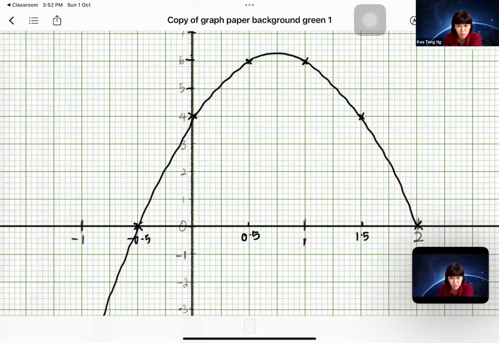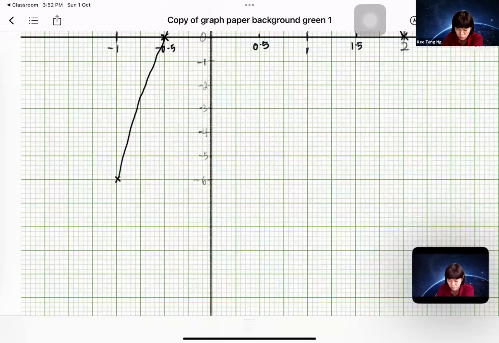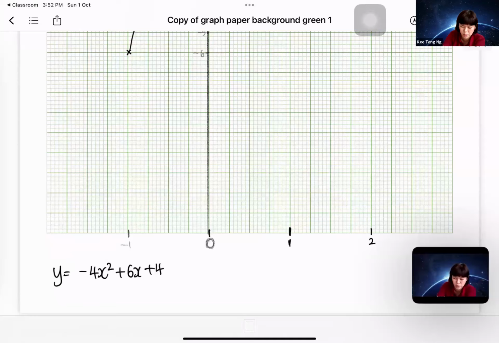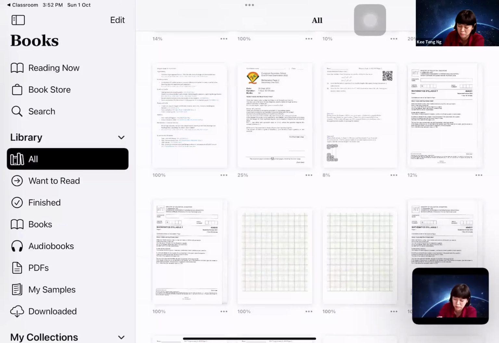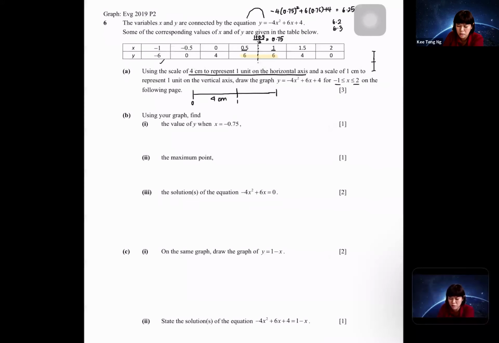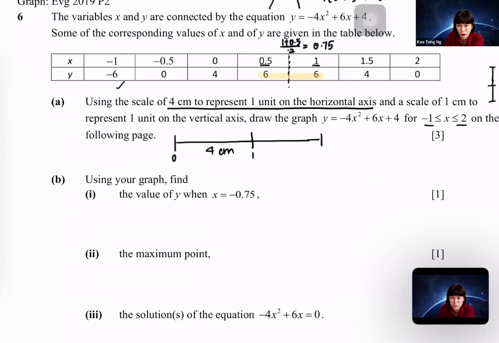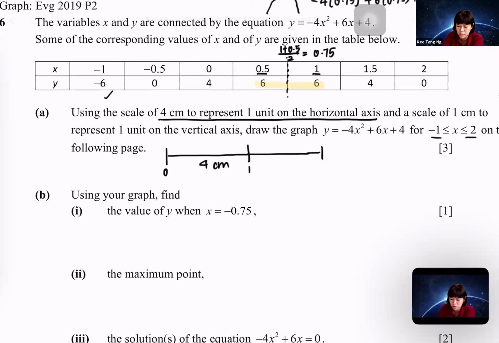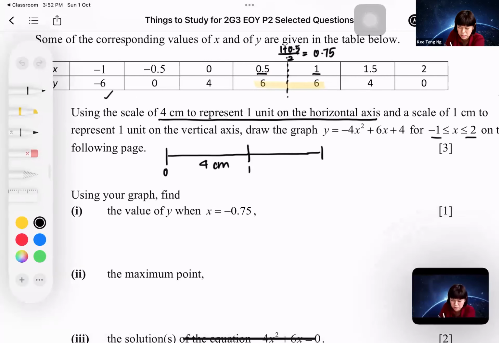Okay, so now I'm going to solve the questions. I already drew the graph for y equals negative 4x squared plus 6x plus 4. So we're going to look at this question itself. Using the graph we already plotted, find the value of y when x equals negative 0.7. This kind of question is very straightforward.